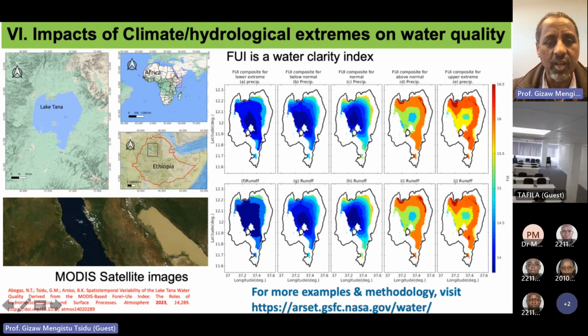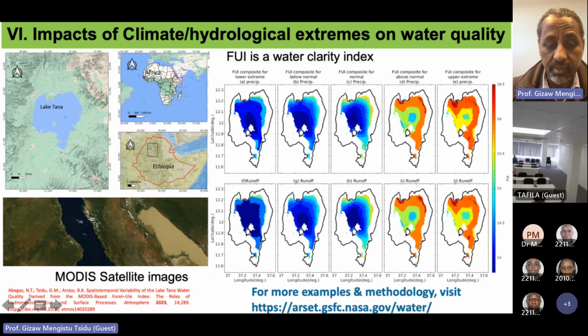This is a very qualitative index. It only tells you whether the water is clear or highly polluted. So when the index number is increasing, clarity is getting poor. It's very turbid water. And when the number on the color bar is low, then the quality improves. The water is more clear.